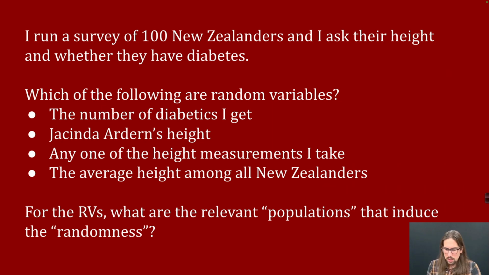All right, so let's do a couple more problems, and I think we call it. These are conceptual questions about random variables. If you do a survey of 100 New Zealanders and you ask about their height and whether they have diabetes, which of these are random variables? The number of diabetics I get, the height of a particular person, Jacinda Ardern, who was the Prime Minister of New Zealand for many years, any one of the height measurements I get, the average height among all New Zealanders. And for the things that you say are random, what are the relevant populations that induce the randomness?